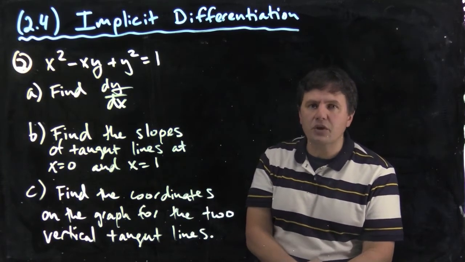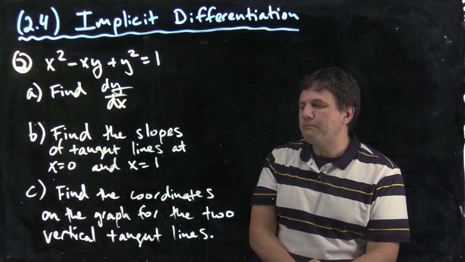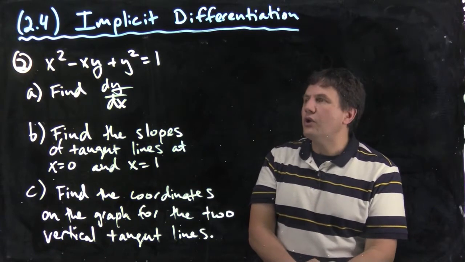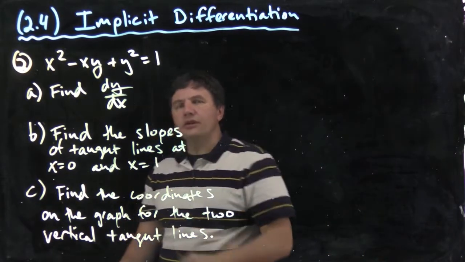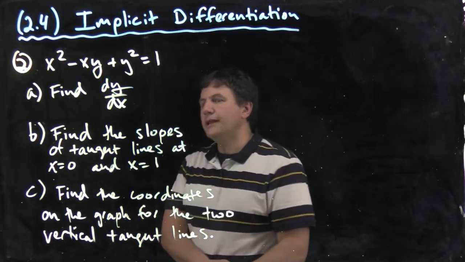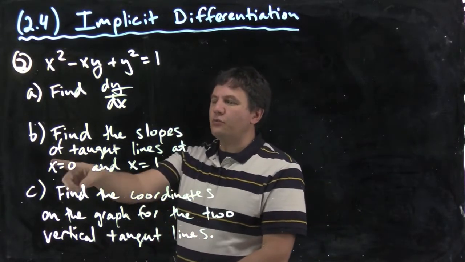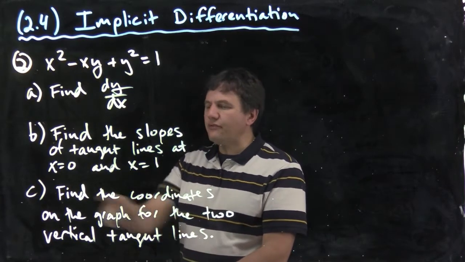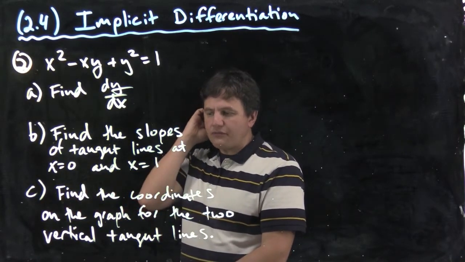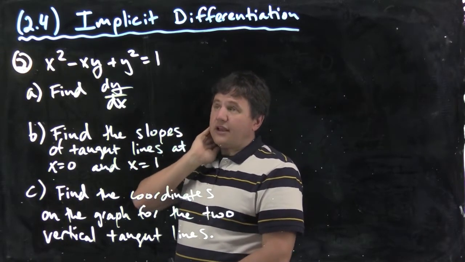And that's okay. That's pretty common with these implicit derivatives. We don't necessarily know what these things look like. So the first thing we're going to do is find the derivative. We do have to do that implicitly. Then we're going to find the slopes of the tangent line at x equals 0 and x equals 1. And then finally, we're going to find the coordinates of the graph for the two vertical tangent lines.